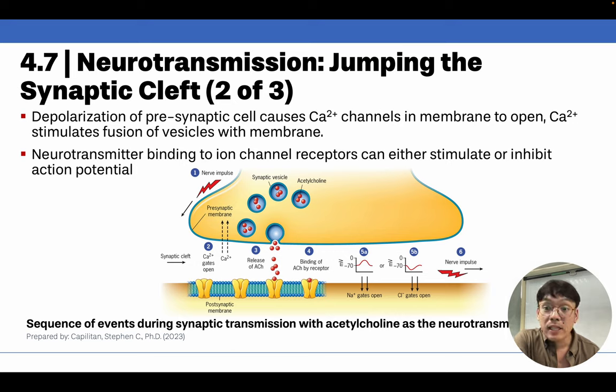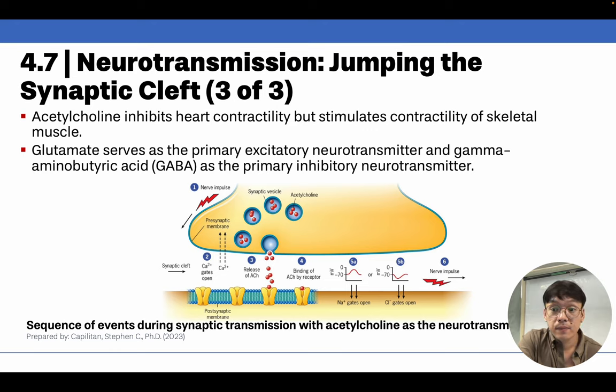If, however, the binding of a neurotransmitter causes a hyperpolarization of the postsynaptic membrane, in step 5B, the target cell is inhibited, making it more difficult for an impulse to be generated in the target cell by other excitatory stimulation. The breakdown of the neurotransmitter by acetylcholinesterase is not shown in this figure. These are the sequence of events. Acetylcholine inhibits heart contractility but stimulates contractility of skeletal muscle. Glutamate serves as the primary excitatory neurotransmitter and gamma-aminobutyric acid as the primary inhibitory neurotransmitter.